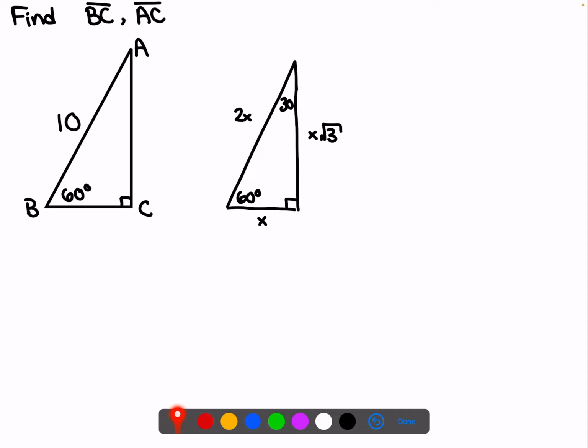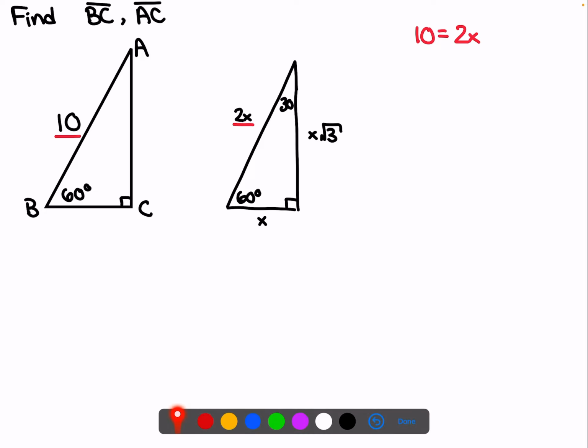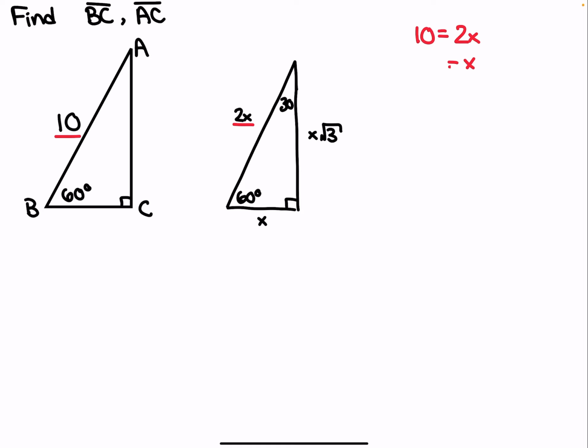From here, I'm going to map the corresponding parts together. Segment AB, which is 10 units long, is the hypotenuse. 2x is also the hypotenuse. So therefore, I can say 10 equals 2x. And then from solving for x, we get x equals 5. If I look here, the side opposite 30 is x. So therefore, BC will be equal to 5, because that's also x.